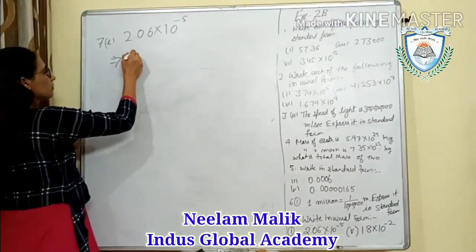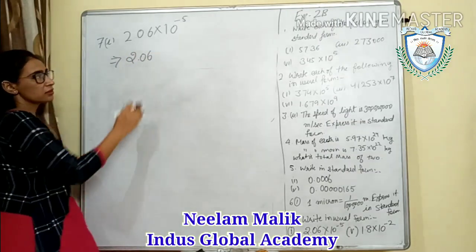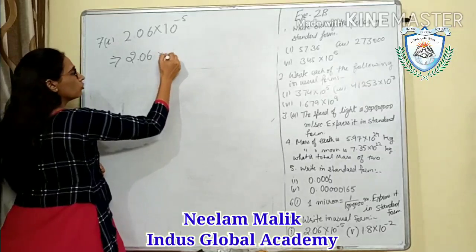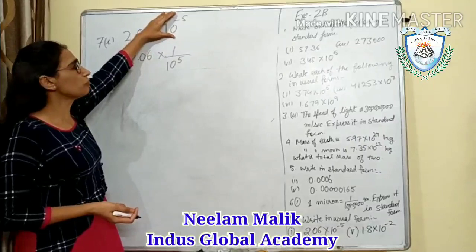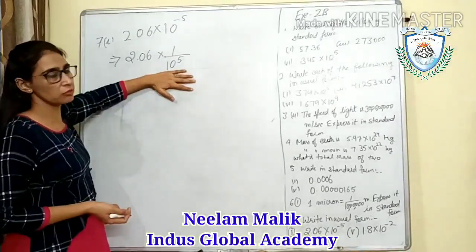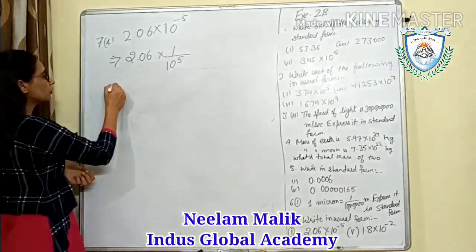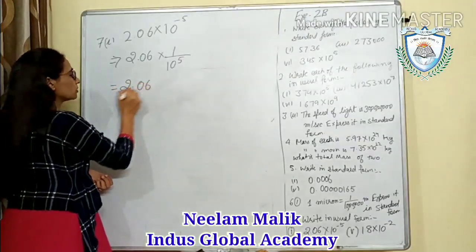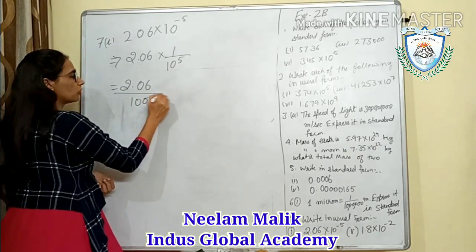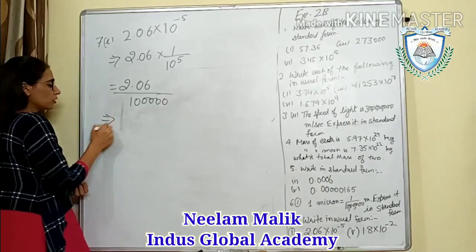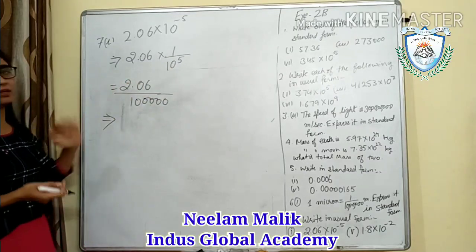So 2.06, and this we can write 1 upon 10 raised to power 5. Power will be positive. Means when it goes down, power will be positive, as we are doing; when it goes up, power will be negative. So now 2.06 we can write like this, with 10 raised to power 5. So now we will remove this and we will shift our decimal point.